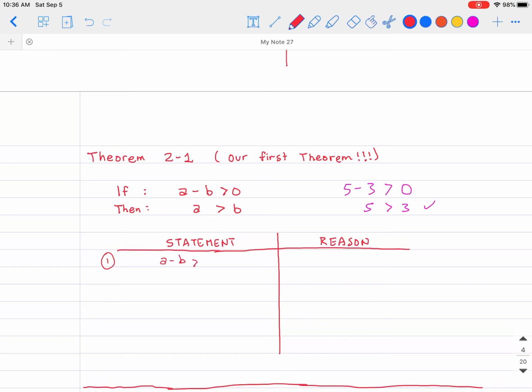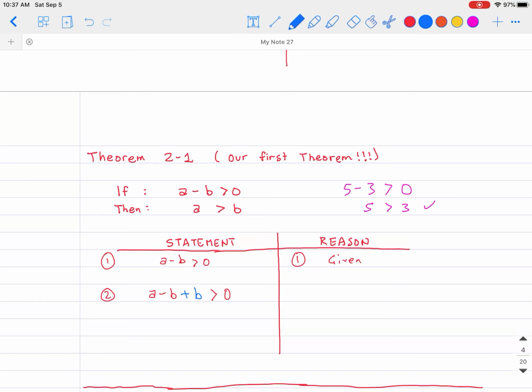So number 1, we're going to go ahead and write the given. a minus b is greater than 0. So that is just plain old given. Now, step 2, if you're thinking about what we've been doing so far, I'm probably going to do something to both sides, and that something is add b. So a minus b, we're going to go ahead and say plus c. Oh, sorry, not plus c. Careful about that one. How about plus b? I think that's a little bit better, right?